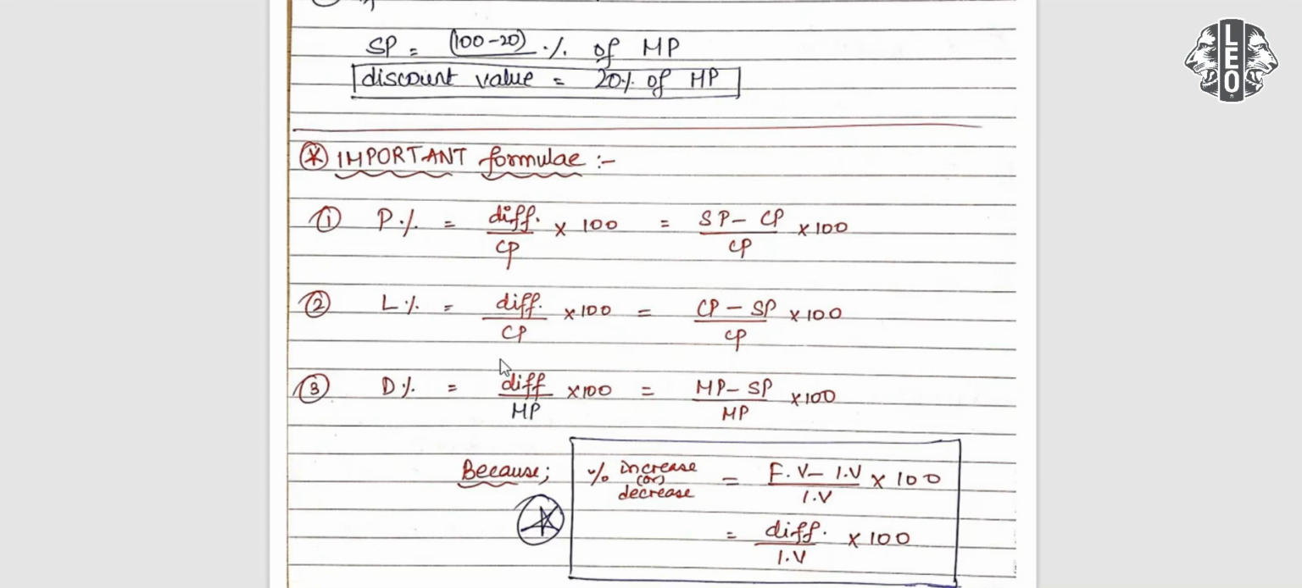Next, discount percentage. What is it? Difference by marked price into 100. Initial value is nothing but the marked price for the discount. So difference by marked price into 100. I hope these three formulas are very much clear to you. Profit percentage is difference by cost price into 100. Loss percentage is difference by cost price into 100. Discount percentage is difference by marked price into 100. And on what basis we are discussing these formulae? The main concept behind this is percentage increase or decrease is given by difference by initial value into 100.